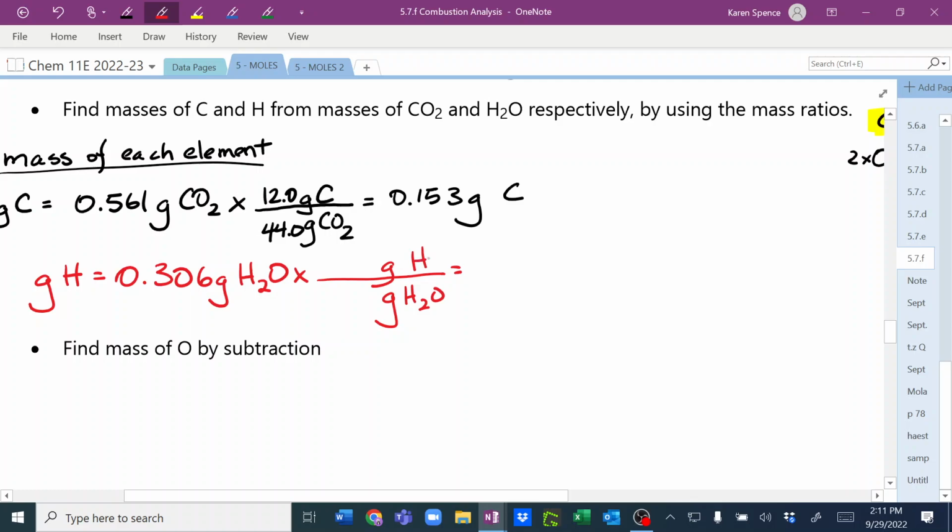Grams of H. So we have 2 and 18, and we get 0.306 times 2 divided by 18 is 0.034 grams of hydrogen.